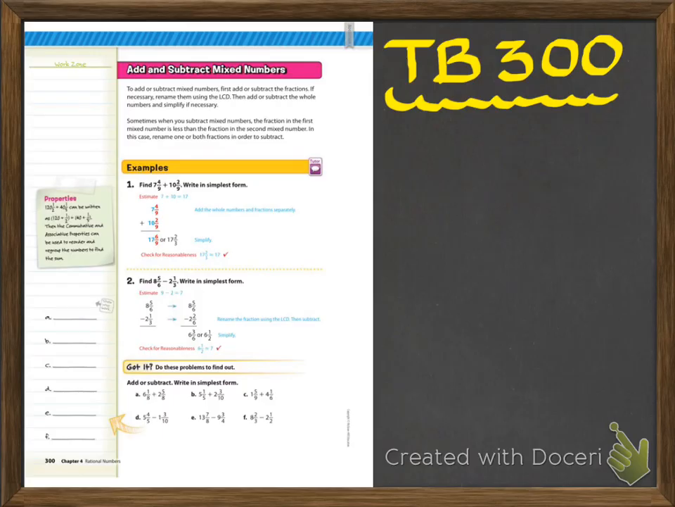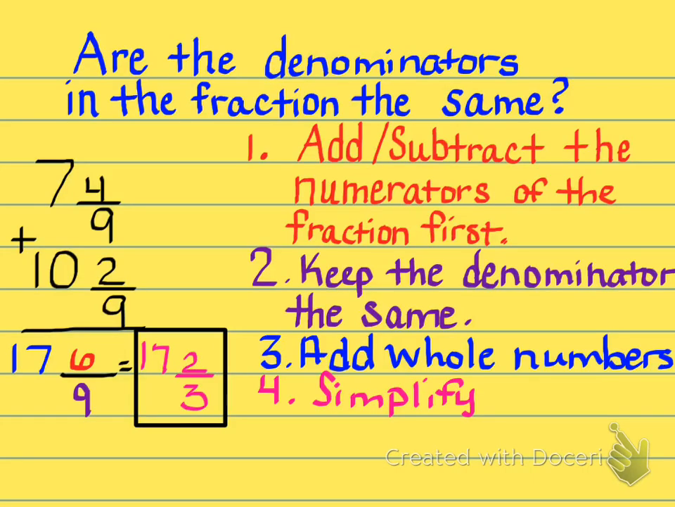On textbook page 300, go ahead and take a look there. We're going to look at our first page here. As you can see, I have already given you all of the notes right up front for this problem. It says, are the denominators in the fraction the same? So what you're going to be doing is when you're adding and subtracting mixed numbers, you're going to first ask yourself if the denominators in the fraction are the same.